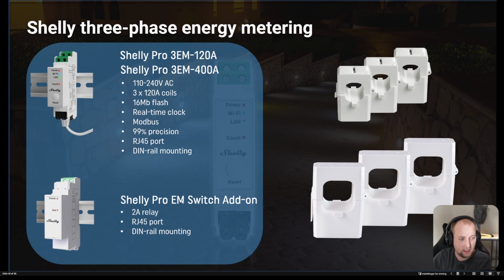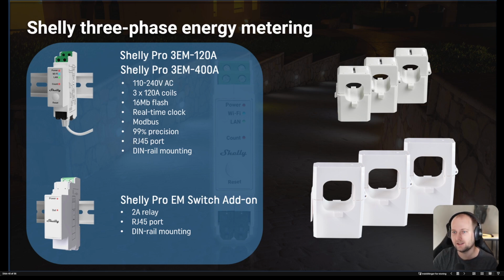Additionally, you will be able to buy the Pro EM switch add-on, which can be connected. So the Shelly Pro 3 EM 120 and 400 do not have any built-in relays. What you can do is use the device for monitoring your power consumption, and then you can make wireless programming. So if you have an overproduction of green energy, then you can wirelessly turn your relays on and off. But if you want things to run 100% locally, then you can buy the switch add-on, which you just connect directly to the device, and then you have 100% local energy control.